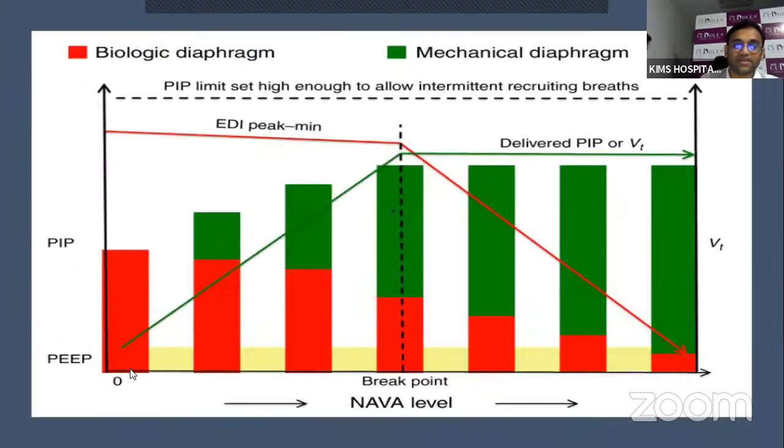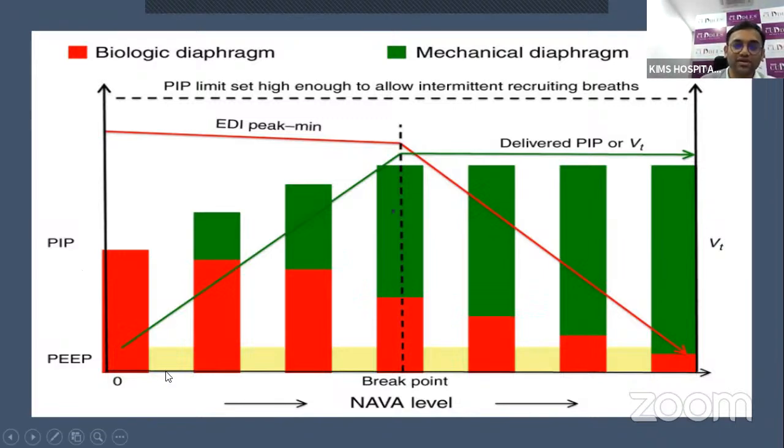So as we've seen in the graph, the red one depicts your biological diaphragm. There's a normal diaphragm that presents the body. The mechanical diaphragm is the ventilator one that needs to take over the work. So if you set a very low NAVA level, that means we are assisting the baby very little, so the majority of the work has to be done by the baby itself.